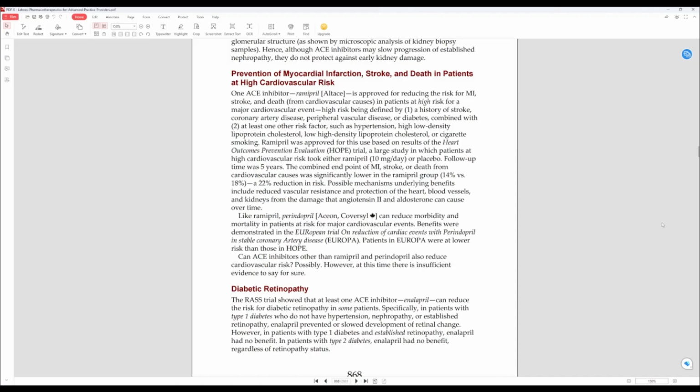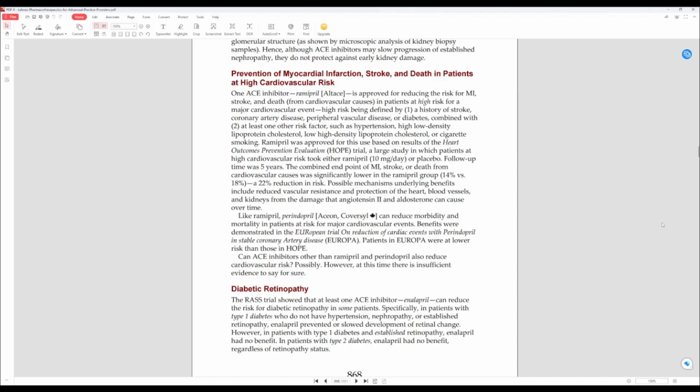Ramipril was approved for use based on the result of the Heart Outcomes Prevention Evaluation trial, also known as the HOPE trial, a large study in which patients at high cardiovascular risk took either ramipril or a placebo. Follow-up time was about 5 years. The combined endpoint for an MI, stroke, or death from cardiovascular causes was significantly lower in the ramipril group, 14% versus 18%, which was a 22% reduction in risk.